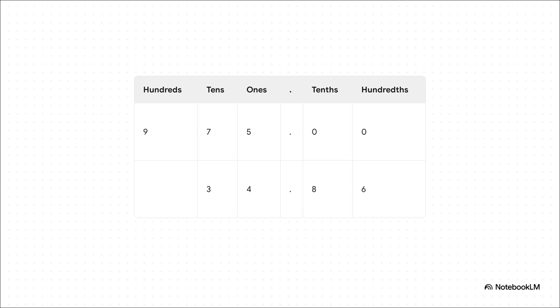Let's say we're adding 975 and 34.86. We're not looking for the decimal point. We're just putting the 5 and the 4 in the same column because they're both from the ones family. We line up the 7 and the 3 because they're both tens. And when you focus on lining up the families, guess what? The decimal points automatically fall into a perfect line. It's not a trick, it's just a logical result of how the system works.